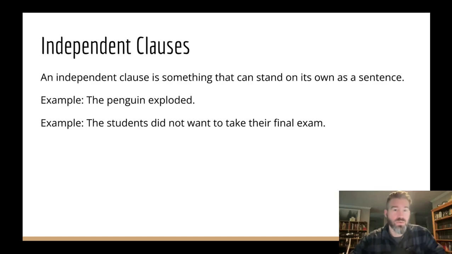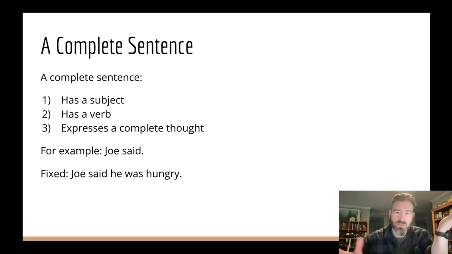So a complete sentence or an independent clause has a subject, so a noun, which is a person, place, or thing. It has a verb, which is an action word, and then it expresses a complete thought. So the example here, Joe said, has a subject, technically, and it has a verb, technically, but it does not express a complete thought. If I came up to somebody and said, Joe said, there's no further context. It's not a complete thought. Instead, I need to say what Joe said. Joe said he was hungry, and then I have a complete thought.